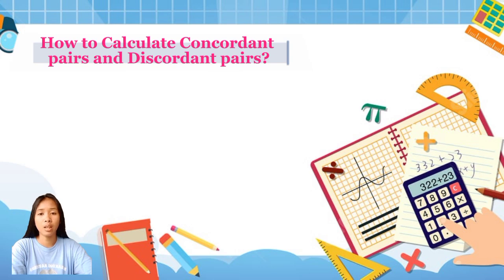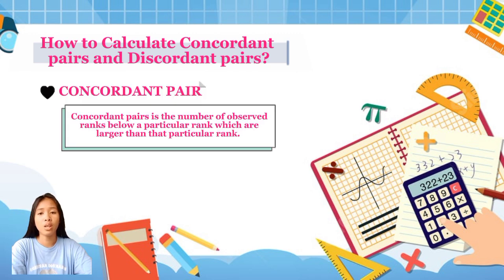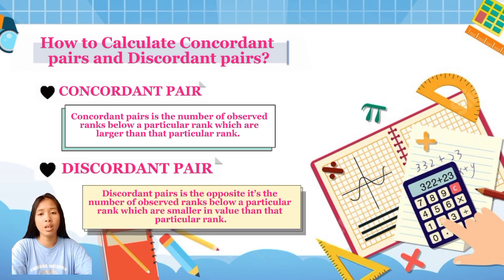How do we calculate the concordant pairs and discordant pairs, or inversions? So what is a concordant pair? Concordant pairs is the number of observed ranks below a particular rank which are larger than that particular rank. While a discordant pair is the opposite: it's the number of the observed ranks below a particular rank which are smaller in value than that particular rank.